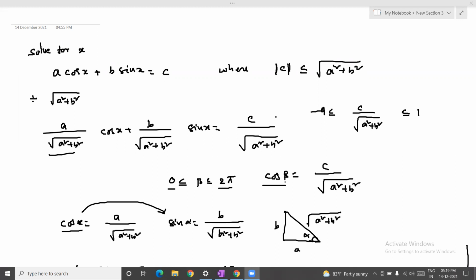It's modulus, I mean it's magnitude. Its absolute value is always a fraction. Fraction means a decimal value, I can say. Understood why I wrote -1 less than or equal to C by root of A square plus B square less than or equal to 1.